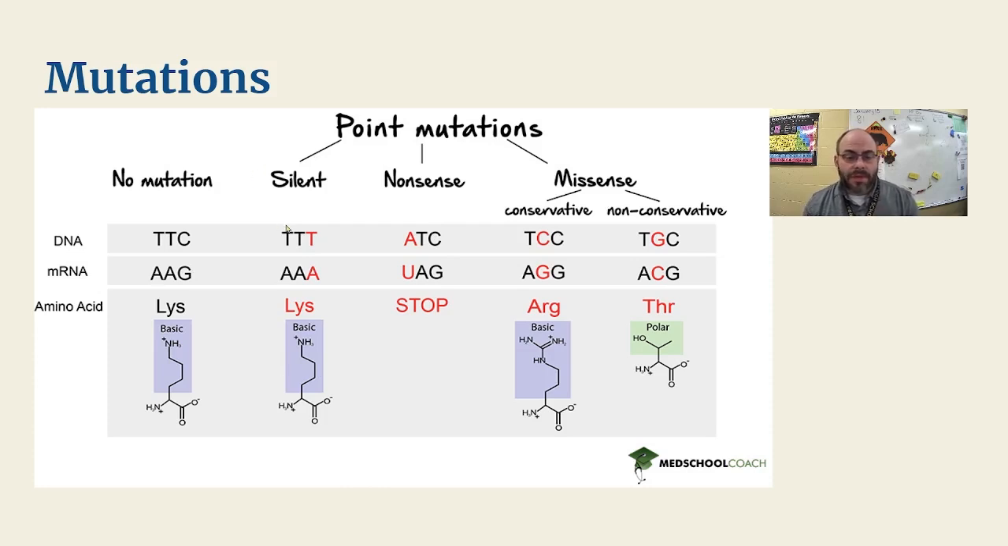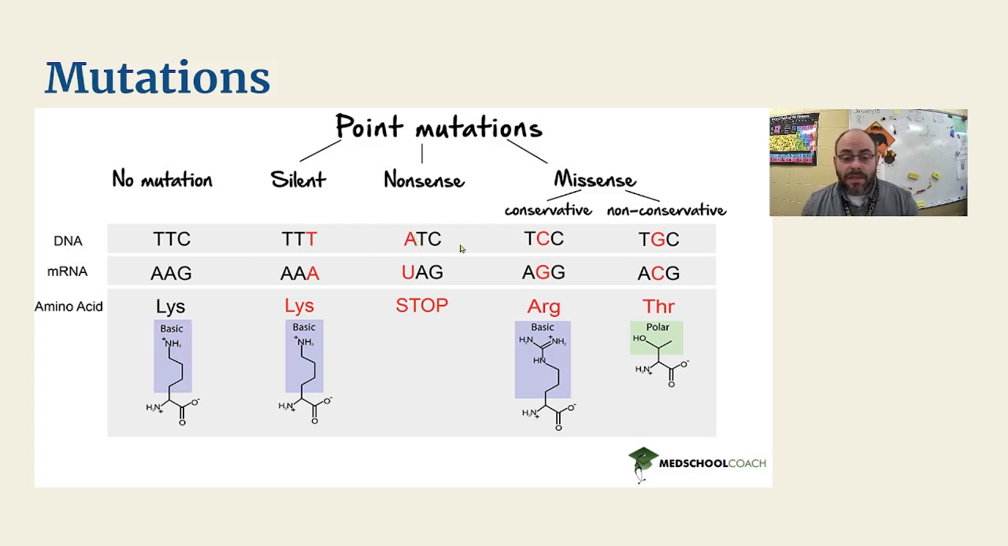Why is it called a silent mutation? It's still a mutation, technically, since a change in the DNA is a mutation. And so instead of TTC, you have TTT, which leads to the messenger RNA being AAA instead of AAG, but it so happens that AAG and AAA both code for the same amino acid, lysine. So since there's no change in the amino acid, there's no change in the shape of the protein, no change in the function. This is a silent mutation, meaning it's not saying anything. It's not affecting anything.